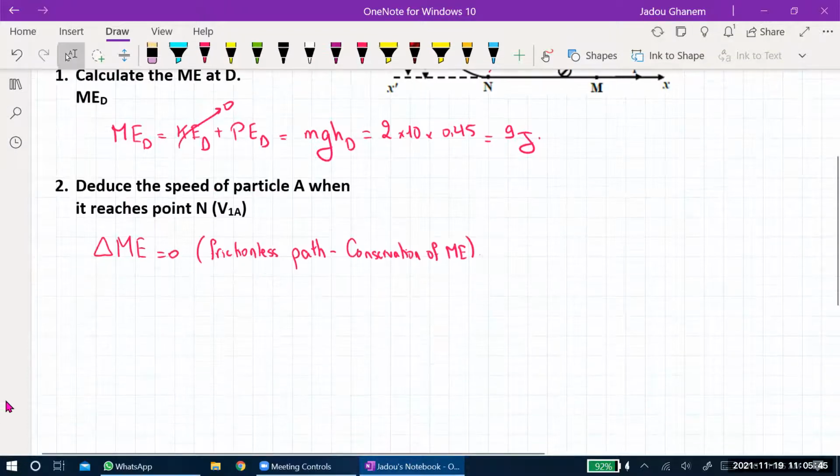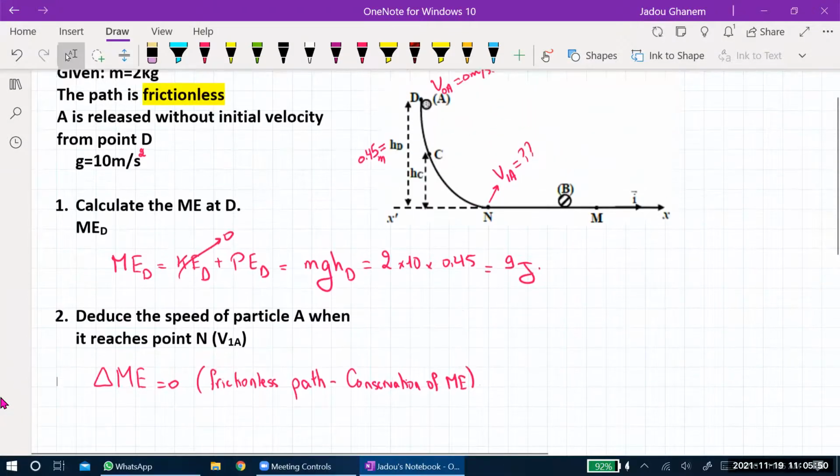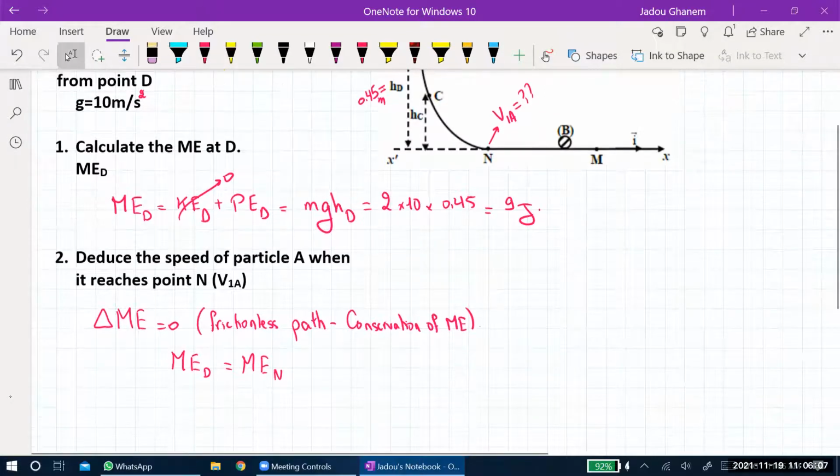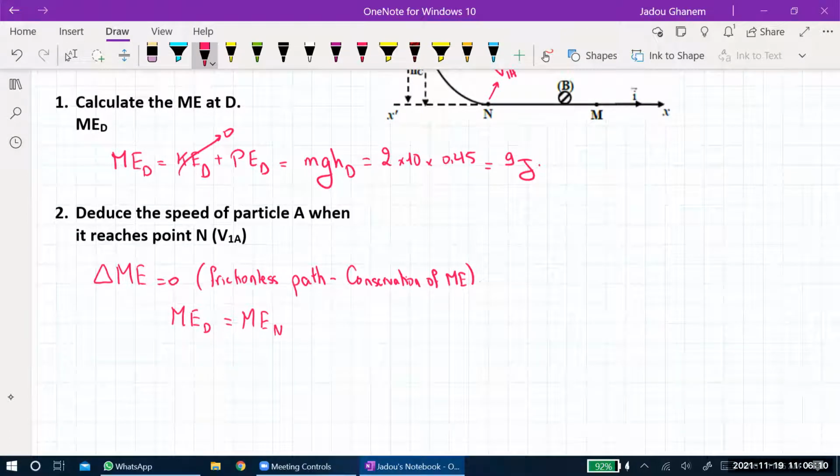Yes, go on. The mechanical energy at D equals the mechanical energy at N. Great. What's next? PE plus KE equals PE plus KE. Great. So let me write here 9 joules. And here it's PE at point N plus KE at point N.